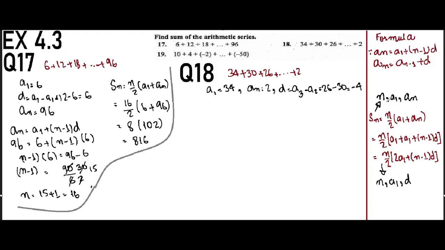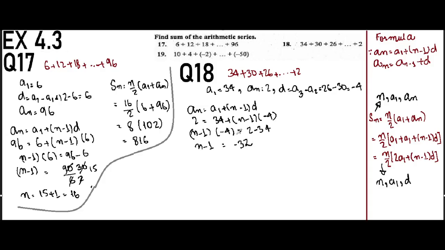So again, we need to find the value of n because in both of these formulas we need n. So an is equals to a1 plus n minus 1 into d. Place the values. 2 is equals to 34 plus n minus 1 into d is minus 4. Then we have n minus 1 into minus 4 is equals to 2 minus 34. n minus 1 is equals to minus 32 divided by minus 4. Minus cancels with minus, 4 8s are 32. So n is equals to 8 plus 1, which is equals to 9.